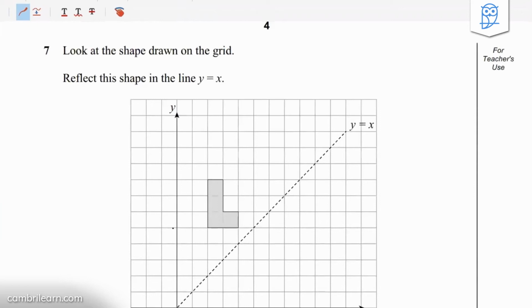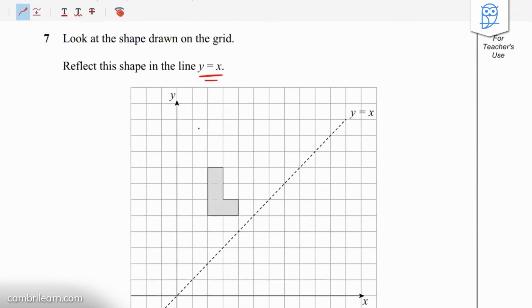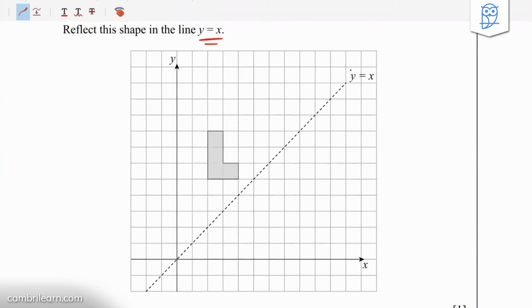Question 7. So look at the shape drawn on the grid. Reflect this shape in the line y is equal to x. Okay, so they've already given us the line of reflection, which is y is equal to x, and we need to reflect the shape around that line. Now remember, with reflections, we basically want to create a mirror image of this shape. The distance between our shape's vertices, between there and there, has to be exactly the same as the distance between my new position and my reflection line.